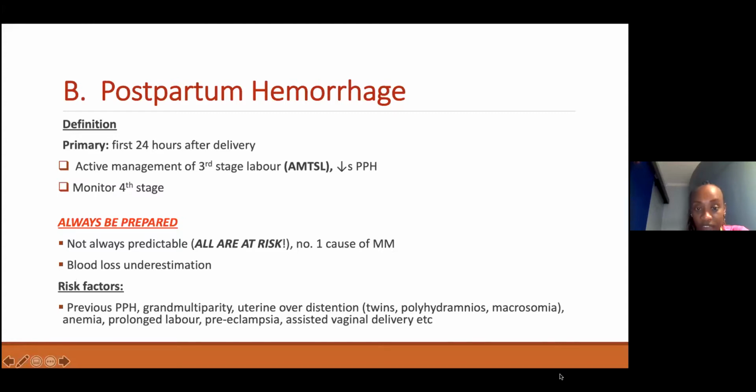So it is very key, and it should be just part and parcel of your labor ward practice. Monitoring fourth stage is important. Some units I know get overwhelmed, but remember that fourth stage is your window to ensuring you pick postpartum hemorrhage.